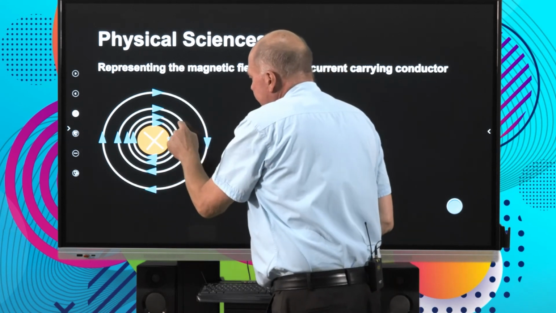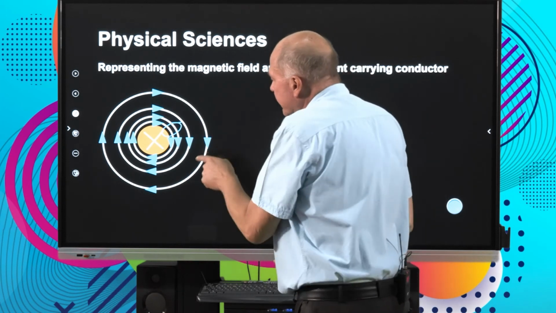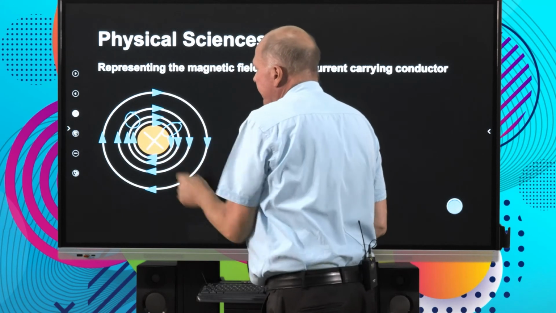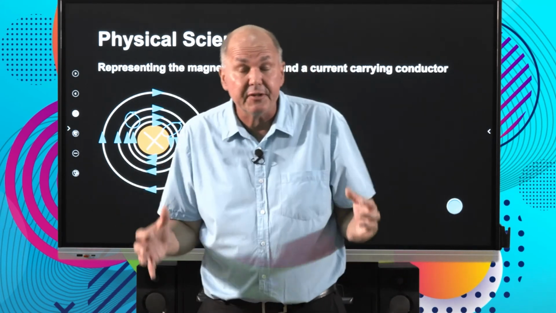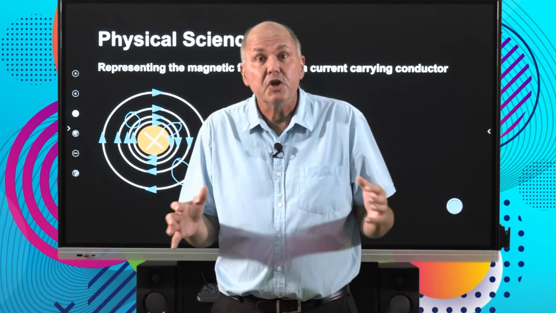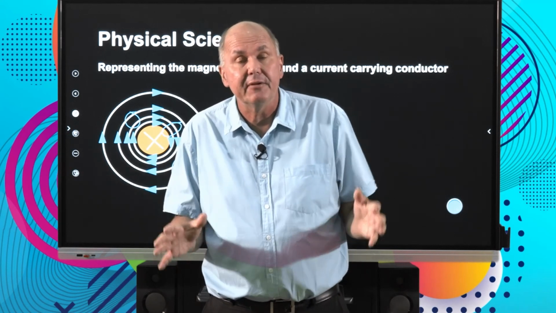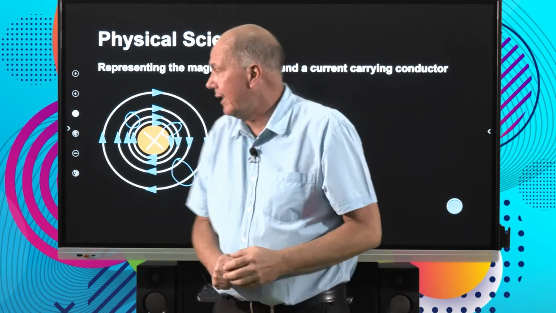Notice over here, these field lines are close together. They're not the same distance between the inner two and the second two. And they're certainly not the same distance, so they're not concentric. This is showing that as the distance away from the conductor increases, the effect of the magnetic field decreases. It's not as strong as it is close to the conductor.